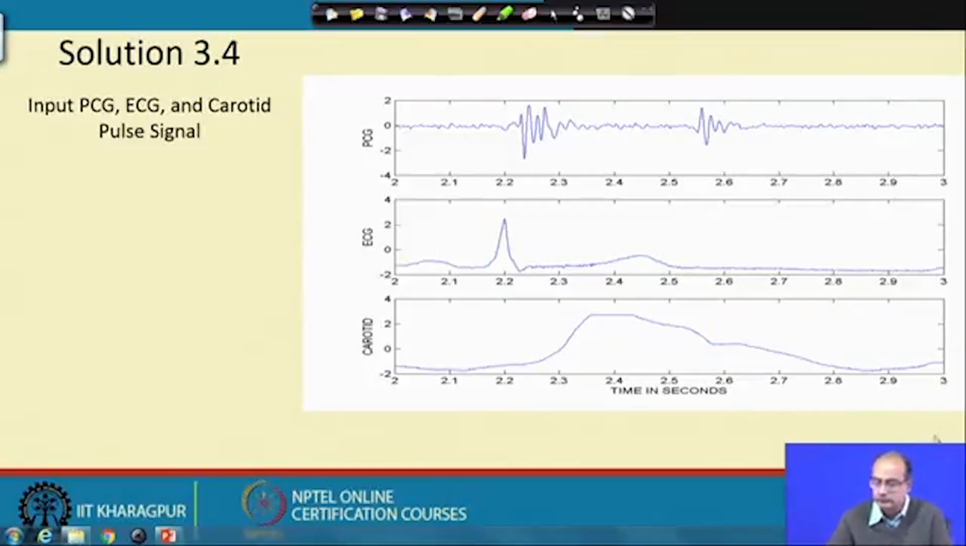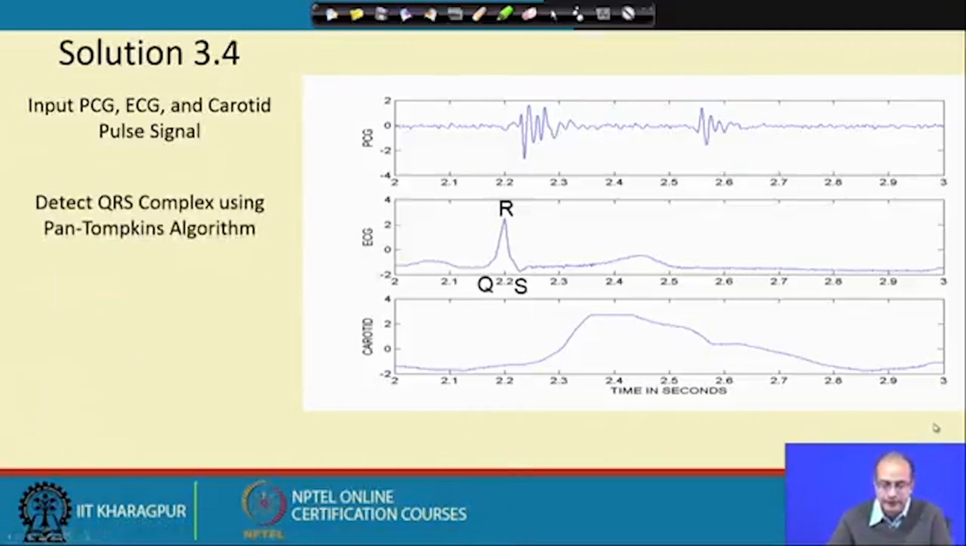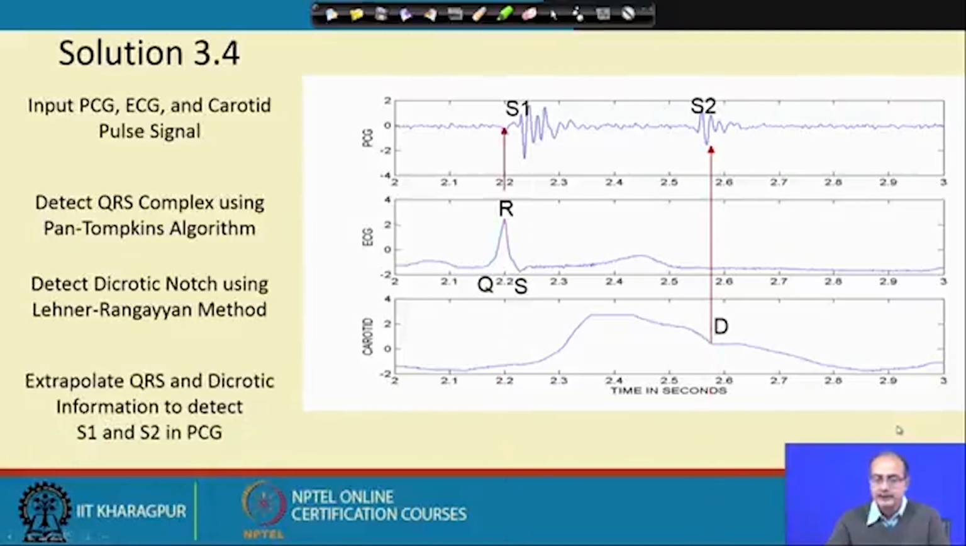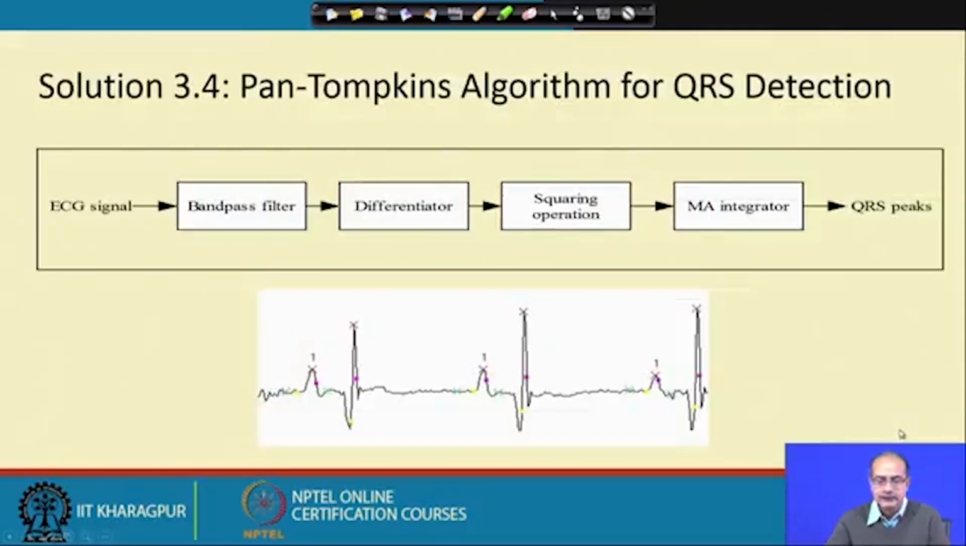So, in this picture we are showing the QRS complex. If we use the Pan-Tompkins algorithm, we can find it easily, and that helps to give us S1. The dicrotic notch we can get using the Lehner and Rangayyan algorithm, which helps to find S2. So, that is the task we are assigned, and let us look at how we proceed.